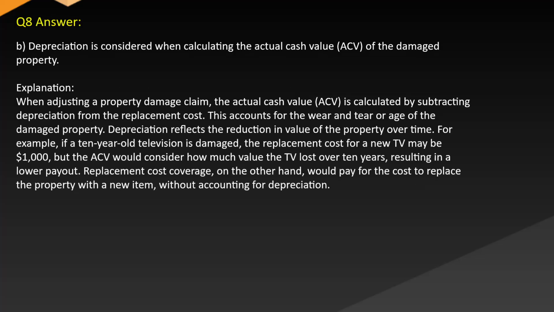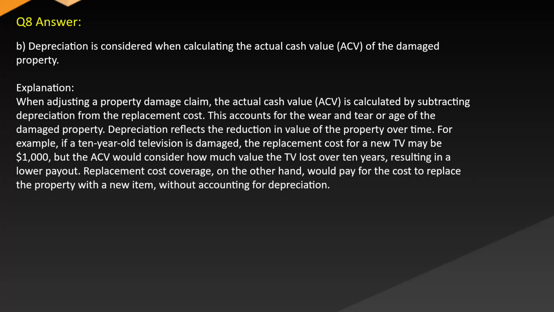Answer. B. Depreciation is considered when calculating the actual cash value (ACV) of the damaged property. Explanation. When adjusting a property damage claim, the actual cash value (ACV) is calculated by subtracting depreciation from the replacement cost. This accounts for the wear and tear or age of the damaged property.